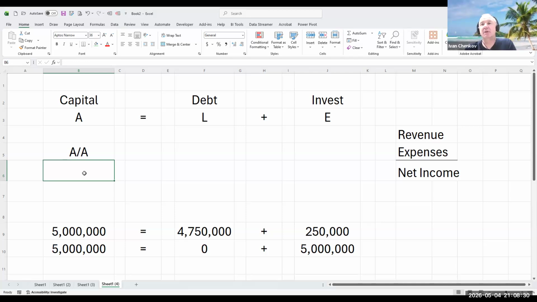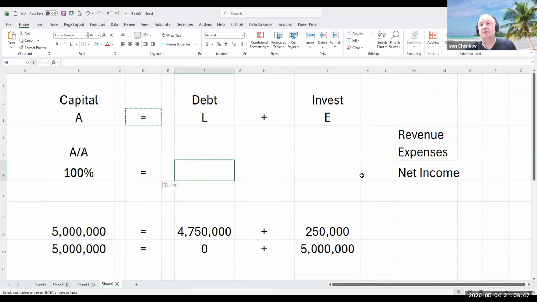A number divided by the same number is going to be 1. There are no other options here. 1 as a percentage is going to be 100%. So on one side, I have 100%, which is my assets. What do I have on the other side? A combination of two numbers. Can I have more than 100% on the other side of the equation? No. Do you understand this?